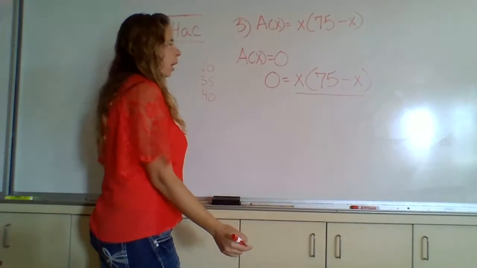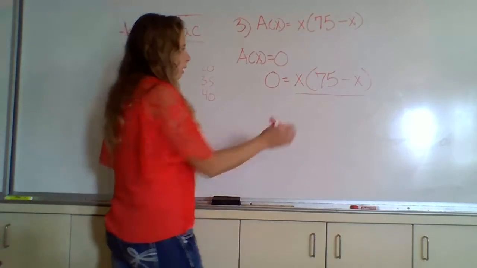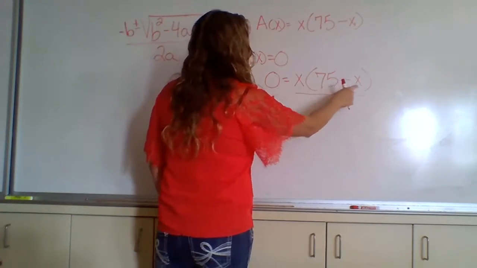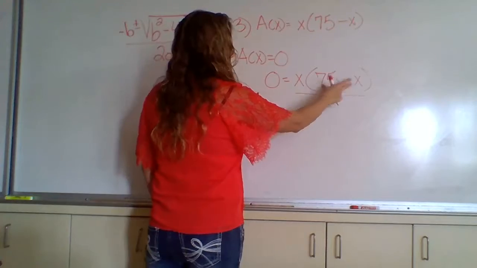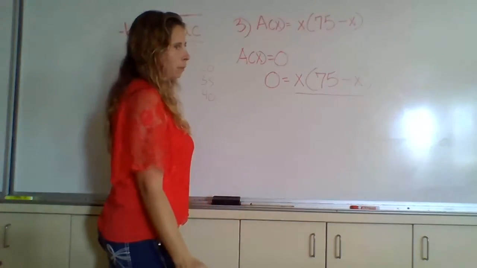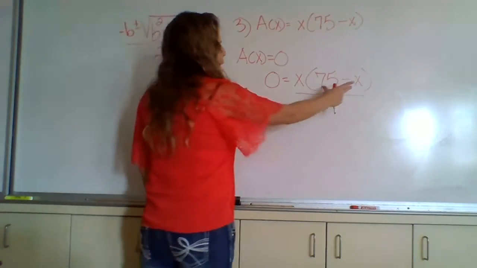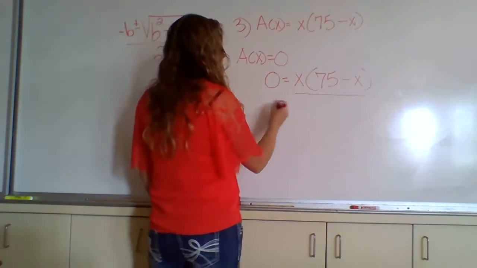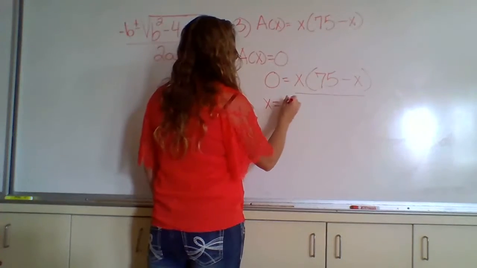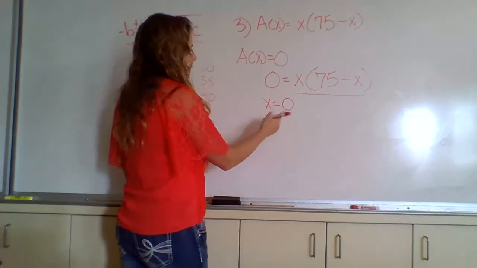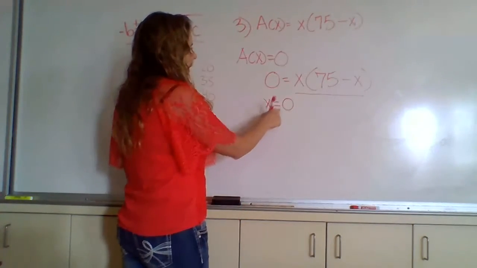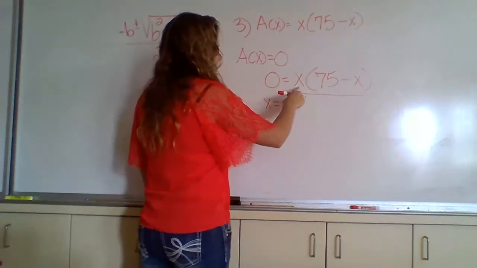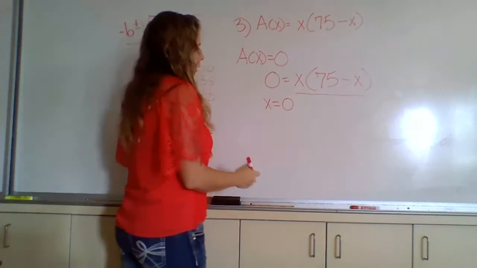Okay, same thought process over here. 75 minus x. If this is 0, 0 times x is just 0. Okay, so one of these has to be equal to 0. So the first one, x equals 0. All right, well, that already gives us one answer. So if this is 0, then everything is 0. 0 times 75 minus whatever is still just 0.